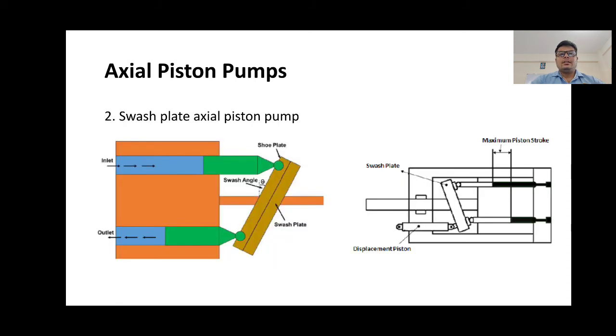Next is the swash plate axial piston pump. A swash plate is a device that translates the rotary motion of the shaft into reciprocating motion. Basically, it consists of a disc that is attached to a shaft. You can find it in the figure. A swash plate is attached to a shaft.